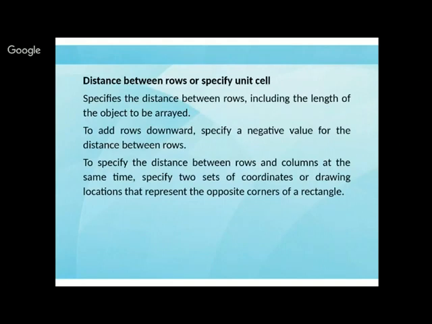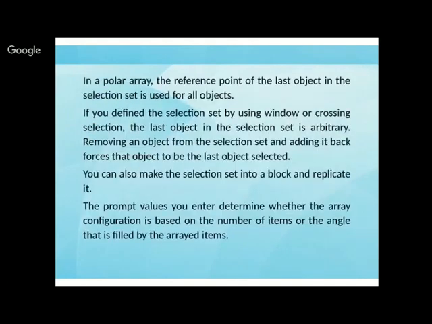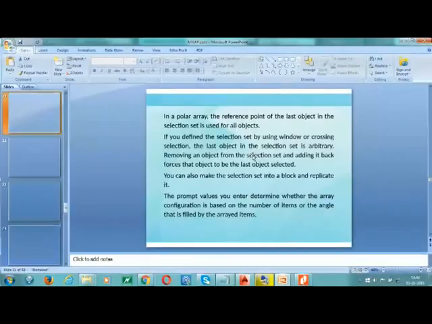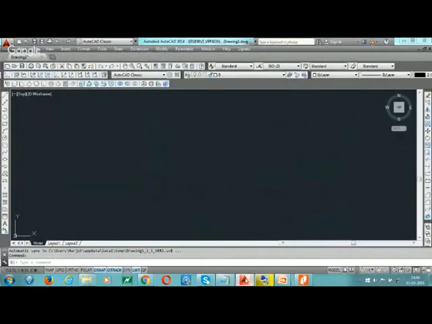Now let us see with the help of a command, right? First we make a rectangle. Five comma five. Go to the rectangle command.